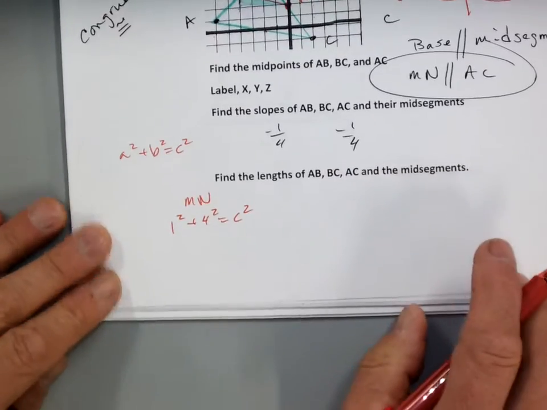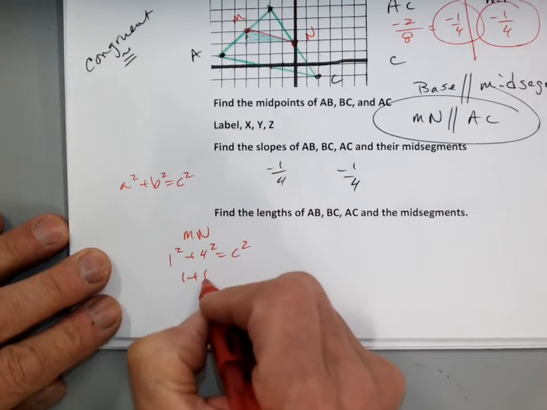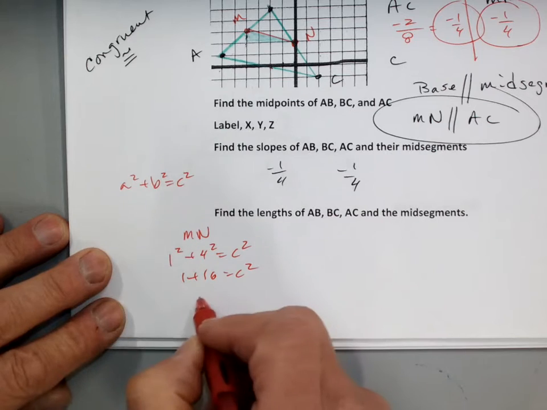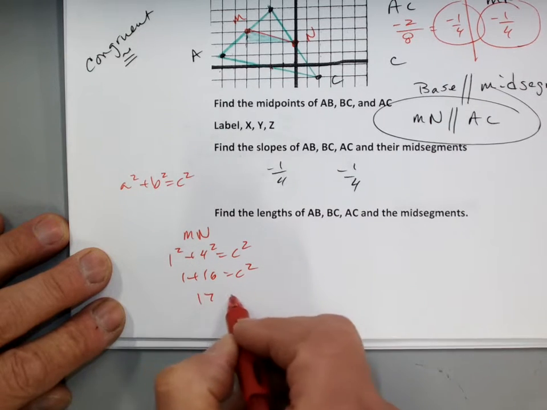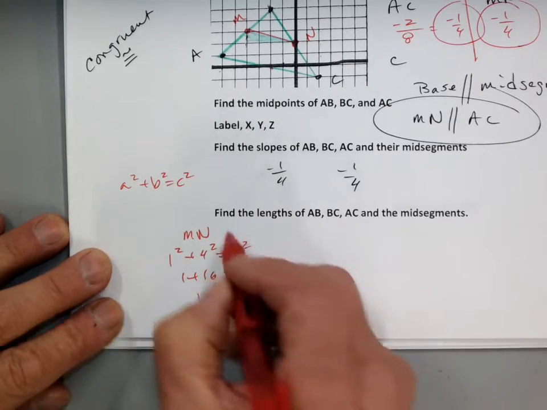Oh, so sorry, you guys. You can't see anything if I do it that way. Now you can see it. So I get 1 plus 16 equals c squared. I get 17 equals c squared, or the square root of 17. Okay, that's the length of MN.